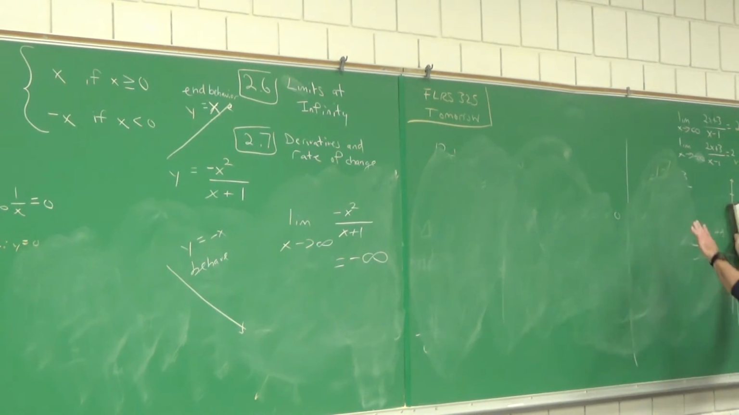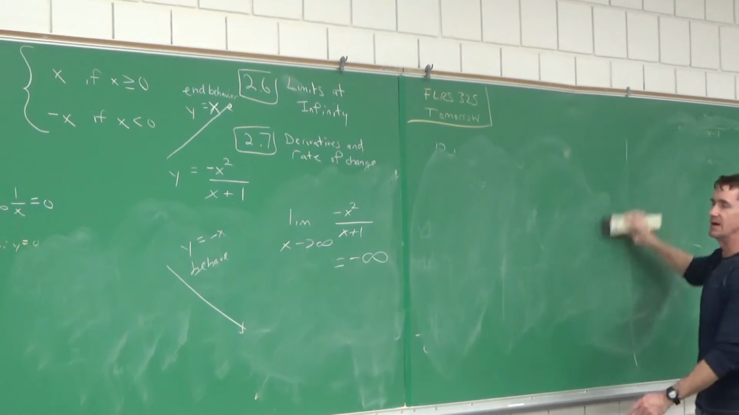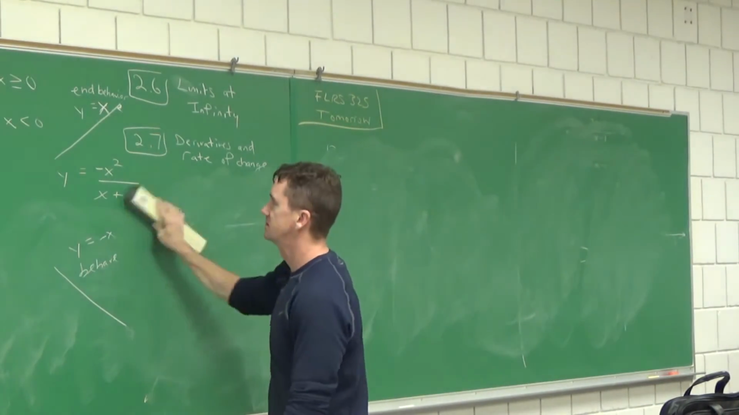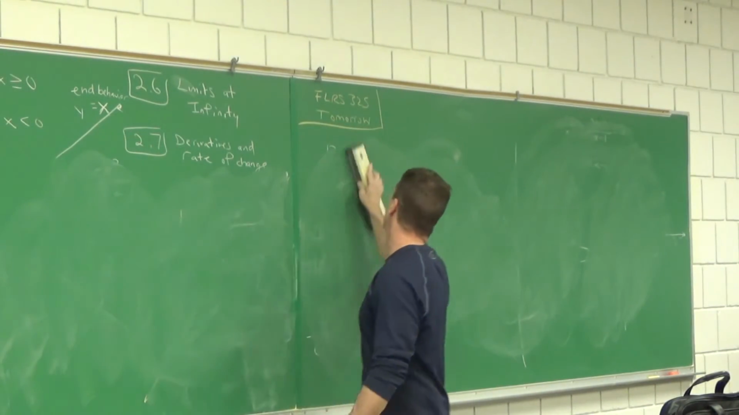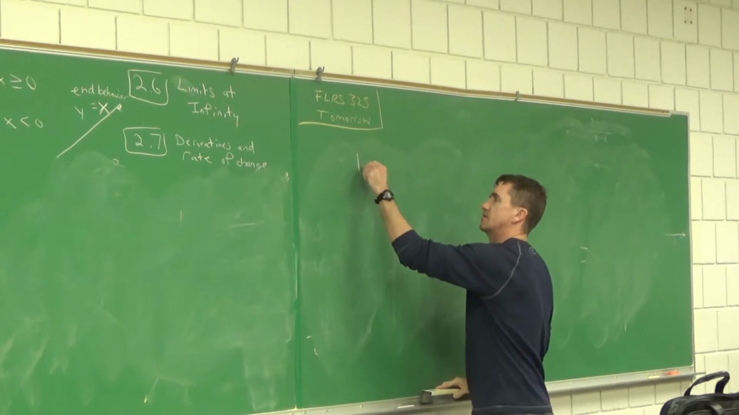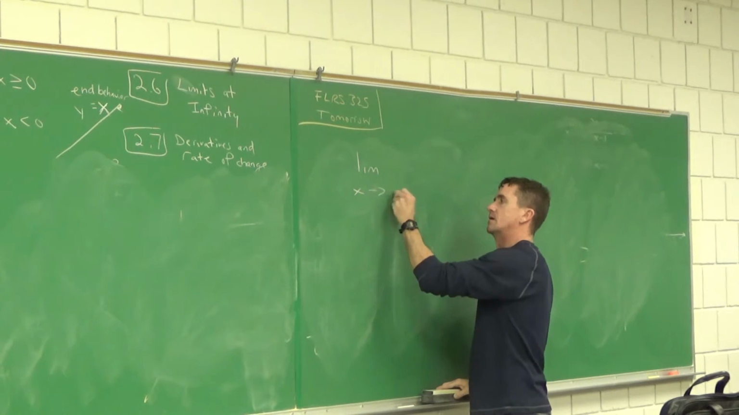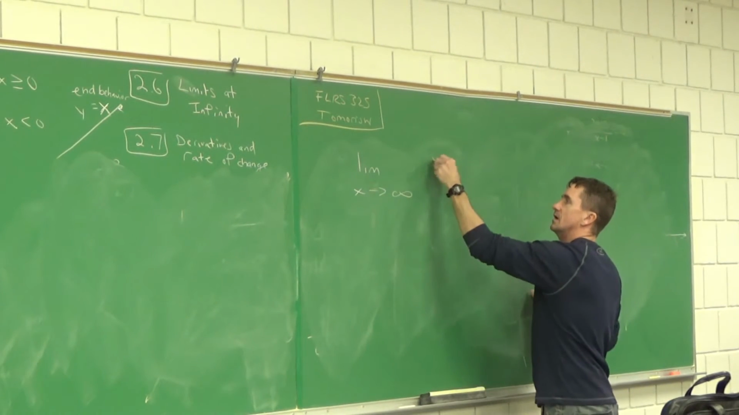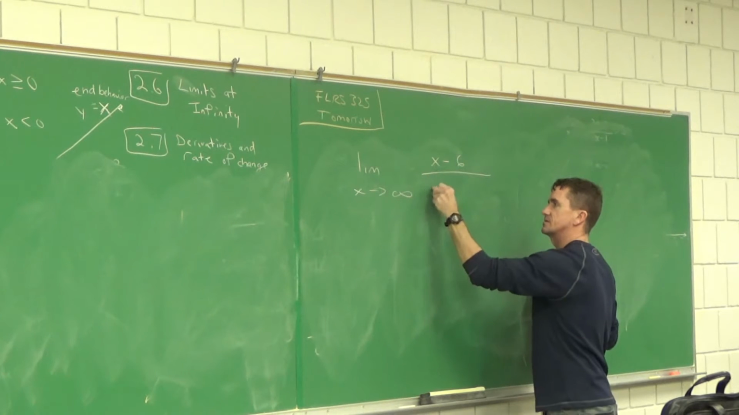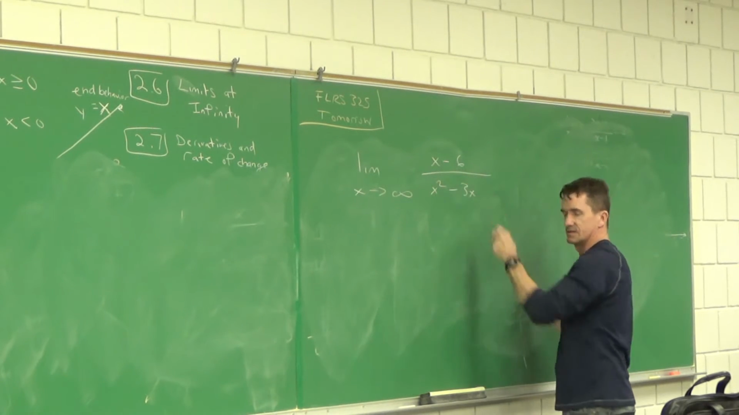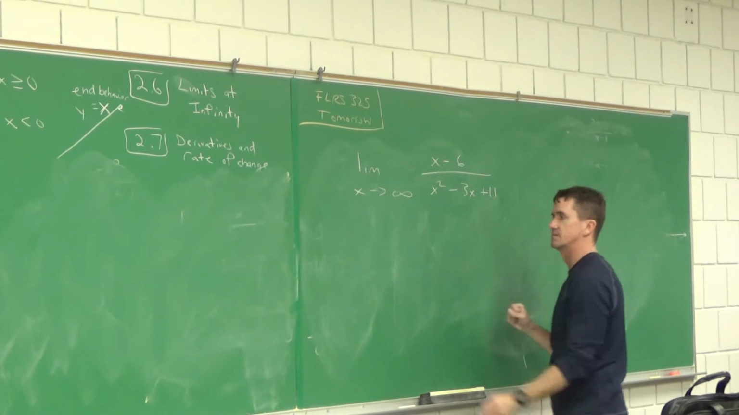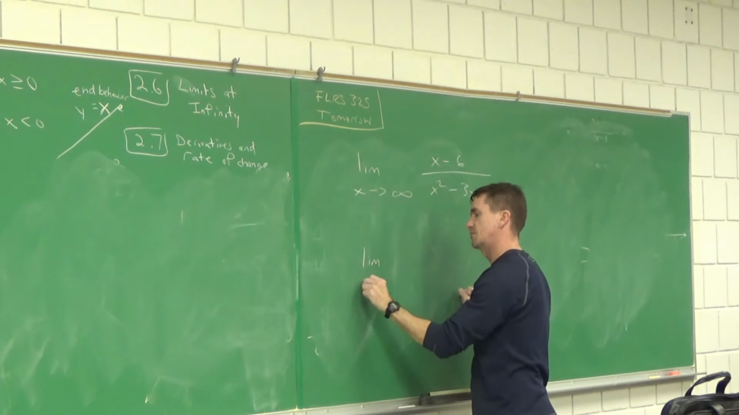So what we're really concentrating on right now is, you and I are like, hey, let's hit these things graphically. But even better, you're like, if it's a rational function, won't it just be the horizontal asymptote? Yeah. All right, try to find this one. x minus 6, x squared minus 3x plus 11. The limit as x approaches infinity.